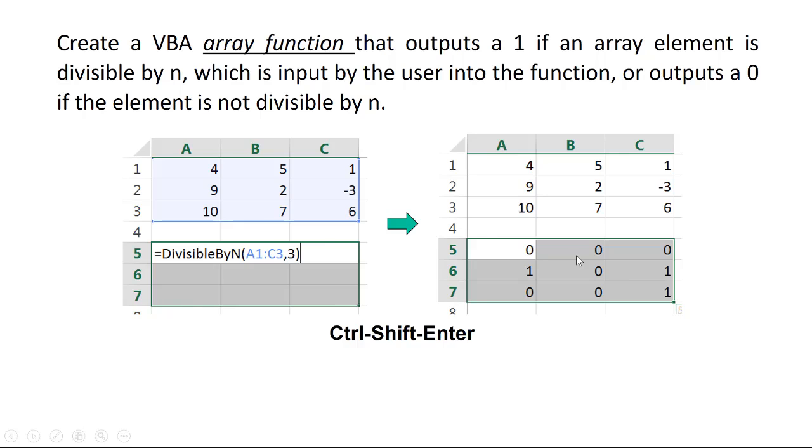And the output is going to be a 0 if the corresponding number is not divisible by 3 in this case, and it's going to be 1 if it is. So the 4 here is not divisible by 3, so the corresponding element is 0. The 9 here is divisible by 3, so we get a 1. Similarly, the negative 3 and the negative 6 are both divisible by 3.